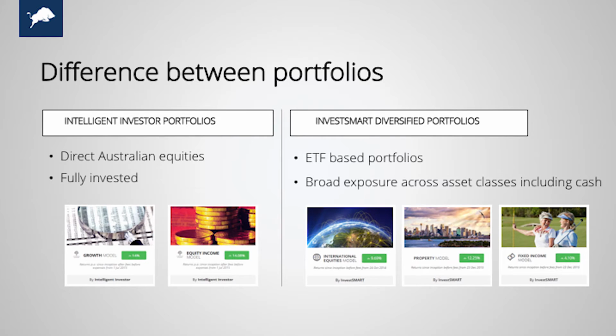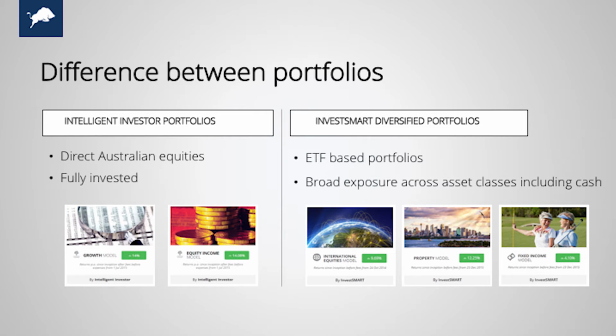Now, we'll go on to the next slide with the differences between our portfolios. If you go onto the website and under the investment ideas section, you'll see that there's approximately 10 different models that people can invest in. 2 of these models are run by the Intelligent Investor Analyst team, and they're identified as the Intelligent Investor Growth Portfolio and the Intelligent Investor Income Portfolio. We then have another 8 portfolios, and they're the InvestSMART Diversified Separately Managed Accounts.